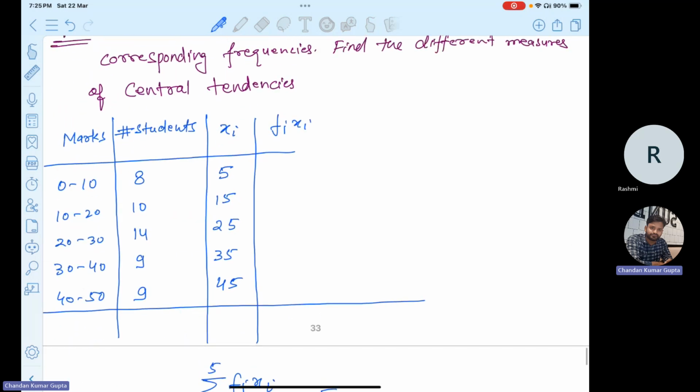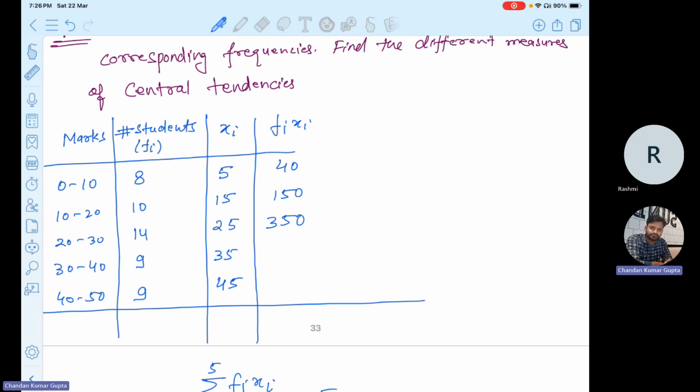So we need to find the fi xi. Here fi is actually the number of students. So fi is this, xi we have already written. So fi into xi, that means 8 into 5, that is 40. 10 into 15, that is 150. 14 into 25, that is 350.